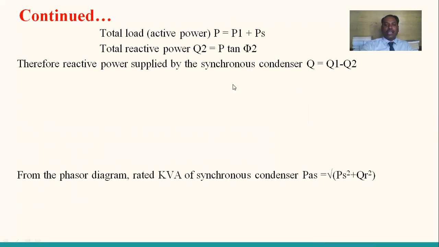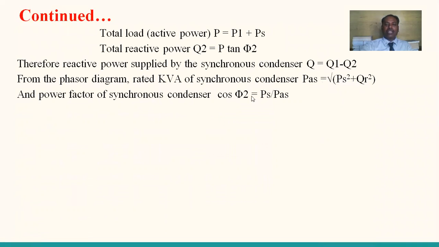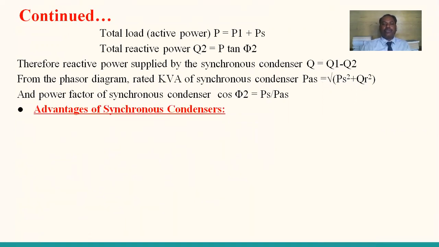From the phasor diagram, the rated kVA of the synchronous condenser, S, is equal to the square root of PS square plus QR square. The power factor of the synchronous condenser is equal to the real power by the apparent power of the synchronous condenser. So in this way, the power factor is improved using synchronous condensers.